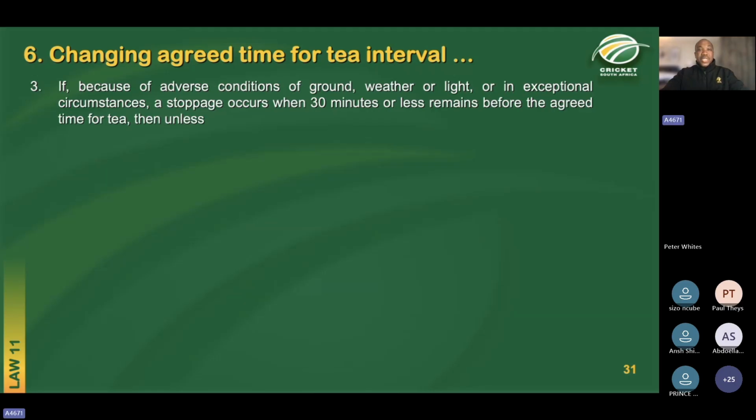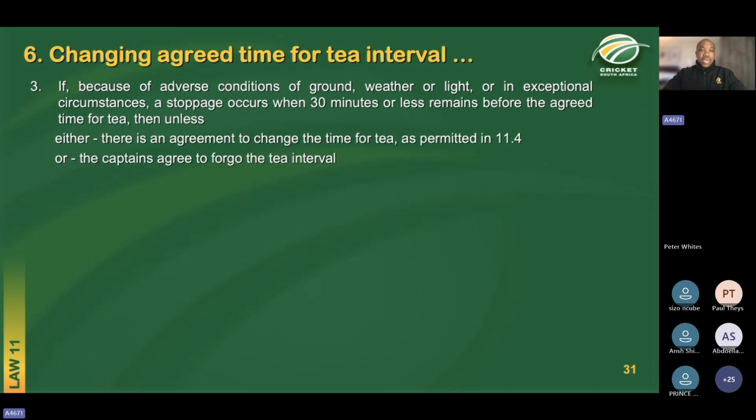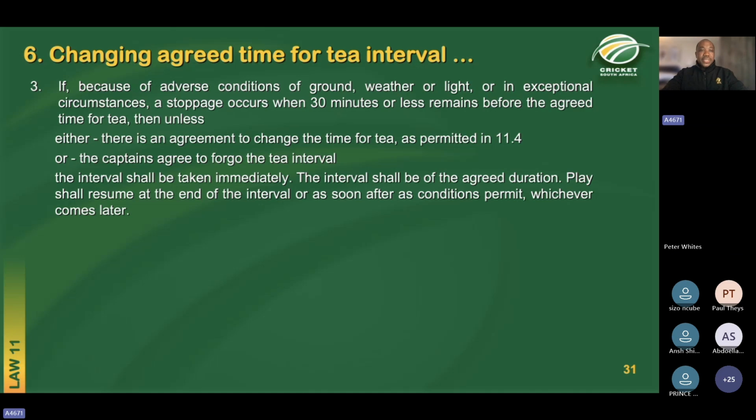If, because of adverse conditions of ground, weather or light, or in exceptional circumstances, a stoppage occurs when 30 minutes or less remain before the agreed time for tea, unless there is an agreement to change the time for tea, or the captains agree to forego the tea interval, the interval shall be taken immediately. It shall be of the agreed duration, and play shall resume at the end of the interval or as soon as conditions permit, whichever comes later.